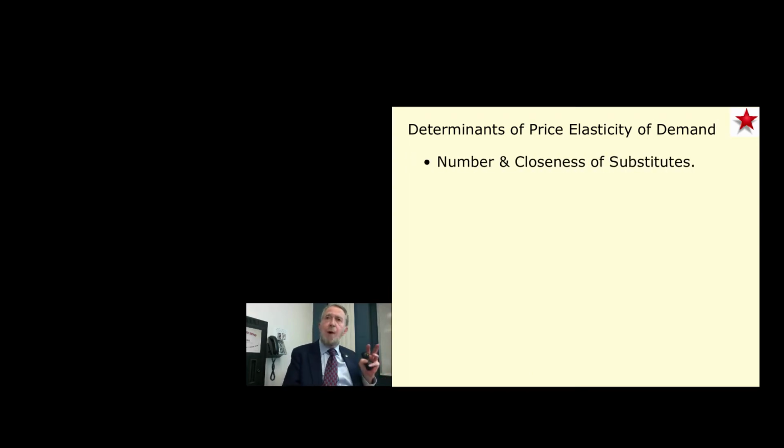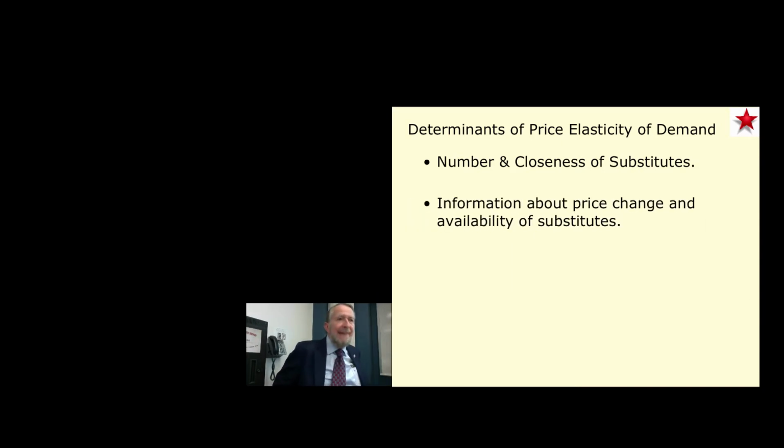So the question then is, what are the determinants of elasticity? What factors would cause demand to be highly responsive or not very responsive to changes in price? The first is the number and closeness of substitute products. If there are lots of close substitutes, demand's very elastic because it's easy for you to adjust. We both mentioned and you agreed that the demand for gasoline as a product is very inelastic. And the reason is there are not a lot of close substitutes for the major use of gasoline, which is transportation.